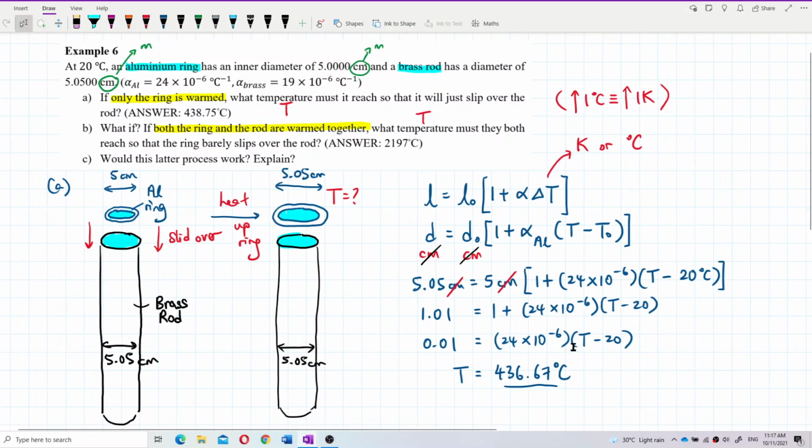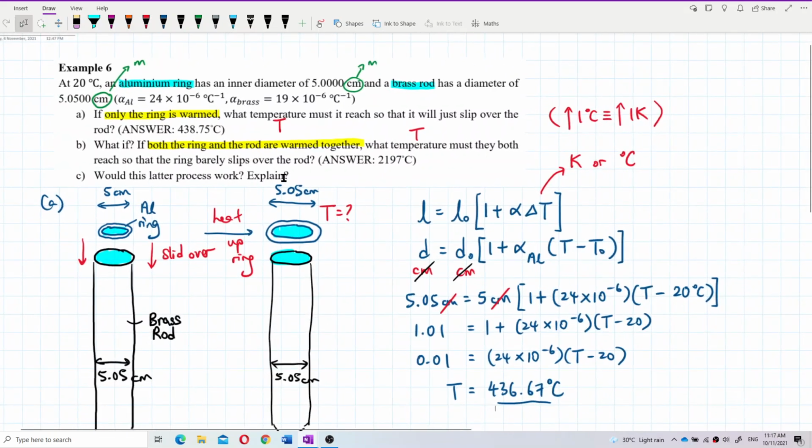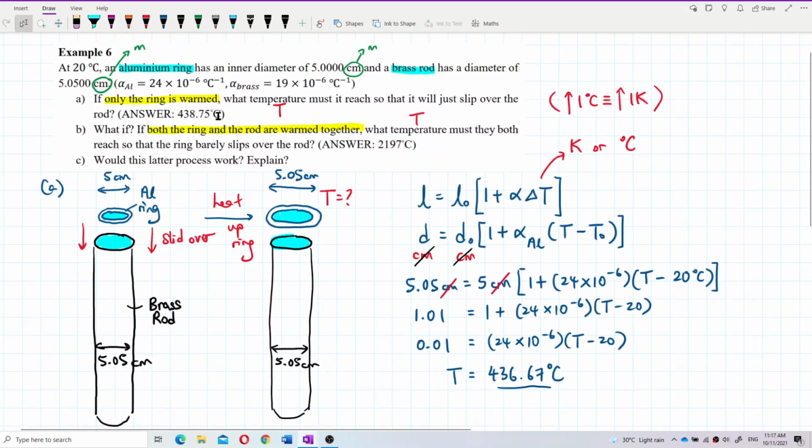Hold on for a while. Maybe the answer is different because they round up the value during the calculations. So this answer should be correct. That's the temperature. Anyway, here we are looking in terms of diameter, so we use the linear or length formula.